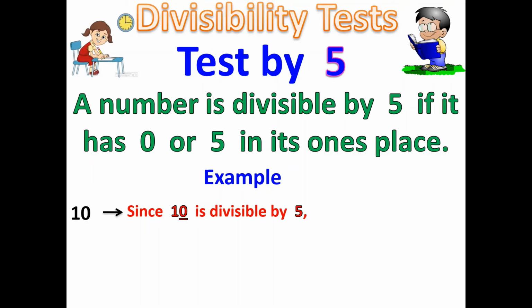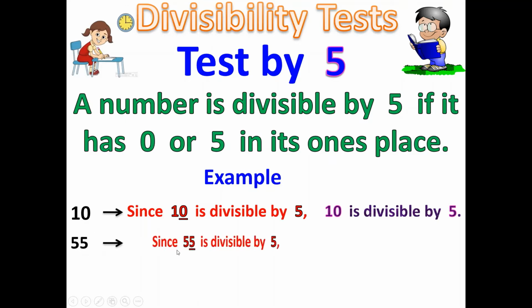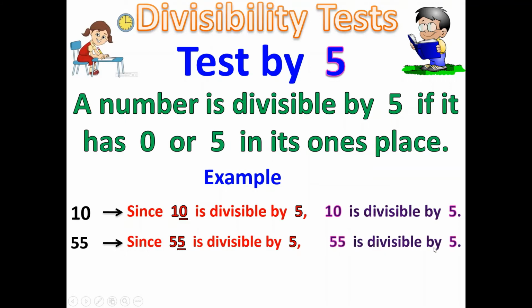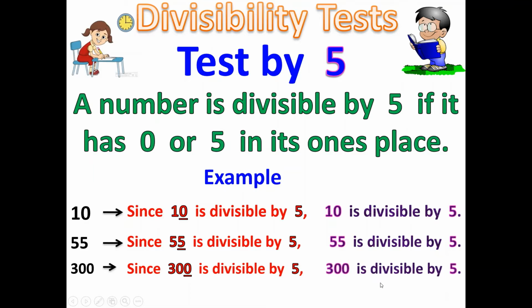Now we go on to more examples. Now 10 is divisible by 5. Now 55. Since 55 is divisible by 5, how? In the ones place there was 5, so it will be divisible by 5. Now 300. Since 300 is divisible by 5, how? In the ones place we have 0. 300 is divisible by 5. Now 5005.